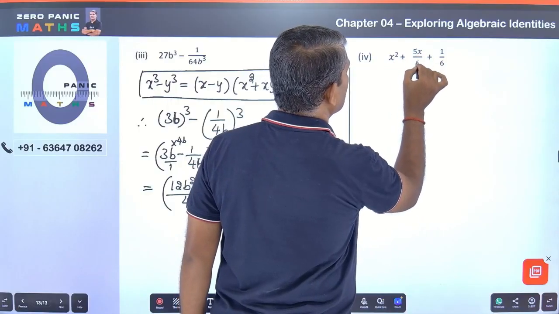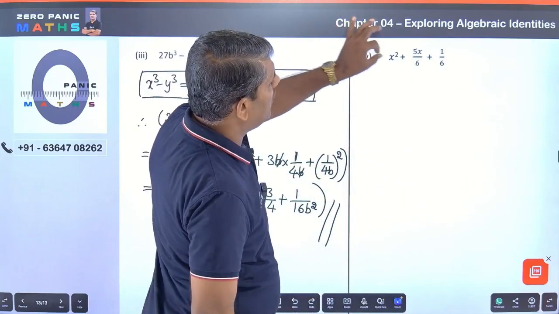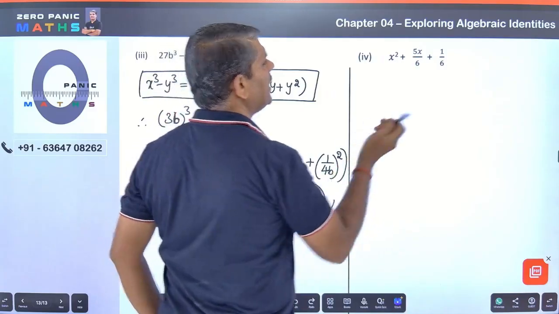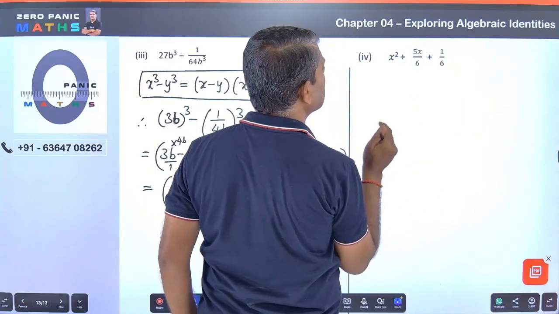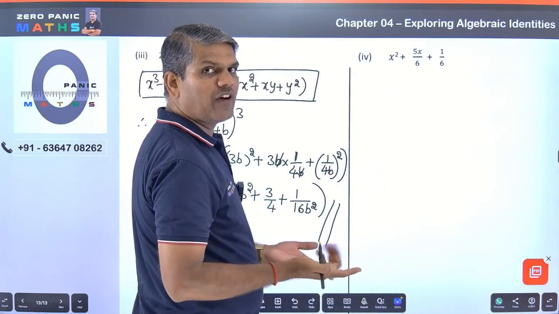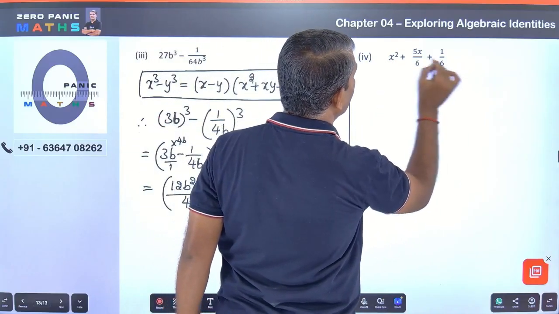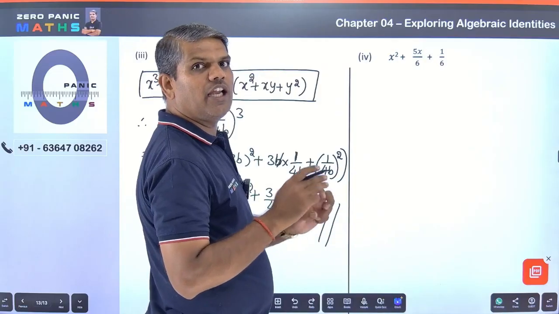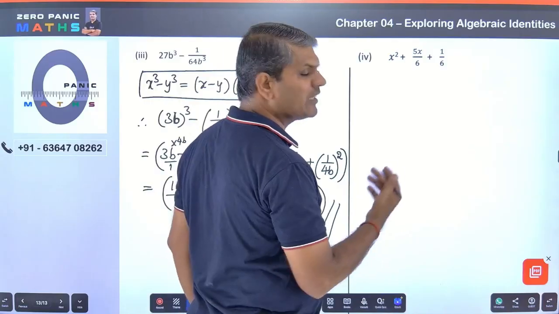x square plus 5x divided by 6 plus 1 by x. Now if you look at the algebraic expression, at first look you may think that there is no perfect square in the last term or perfect square in the middle term also. Only x square is the only term that looks like it helps in identifying our identity. Okay, but what we can do is just multiply this whole equation by 6. That way we can convert this into an algebraic equation which can be factorized and get it resolved.